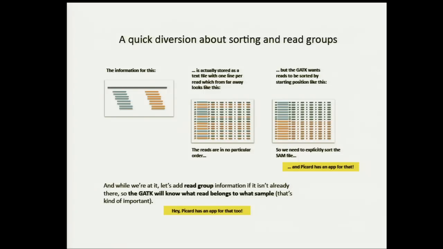So which copy do you use? Sorry? Which copy of the duplicates do you use during variant calling? It really doesn't matter if they're true duplicates, they will be exactly the same. Yeah, but the base call quality may be different. Base call quality is off. Oh, I see.